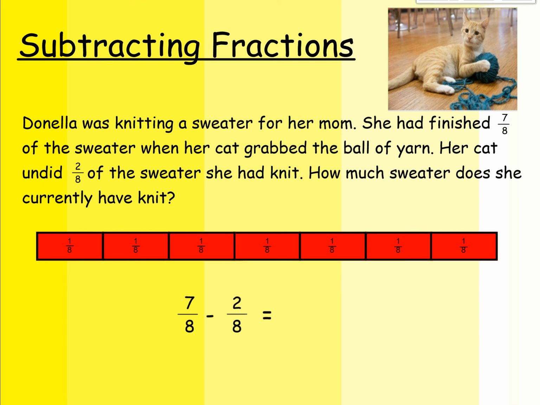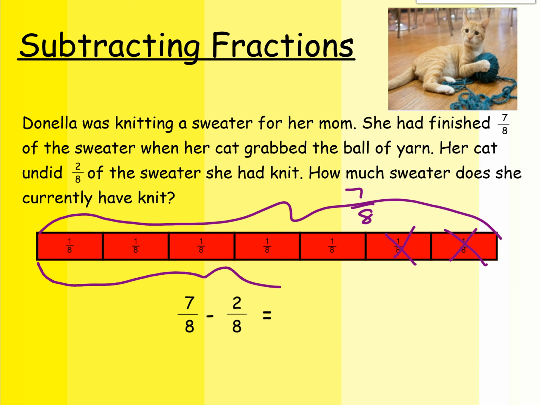Well, we can see that we're going to do some subtraction because her cat undid what she had done. She had already done 7/8. But our cat grabbed the ball of yarn and undid those two. So she has just these left. 1, 2, 3, 4, 5. She has 5/8 left. So 7/8 minus 2/8 is 5/8.